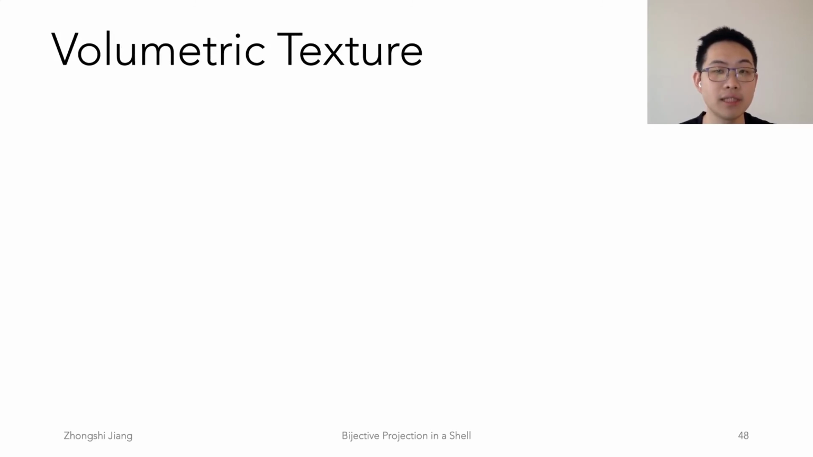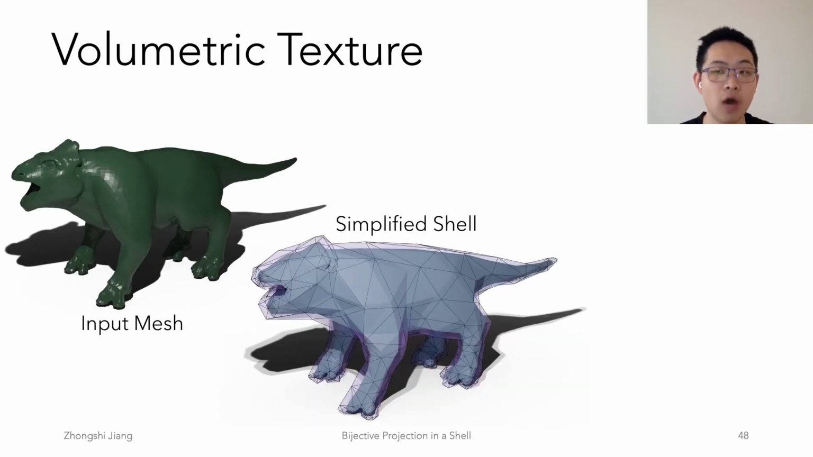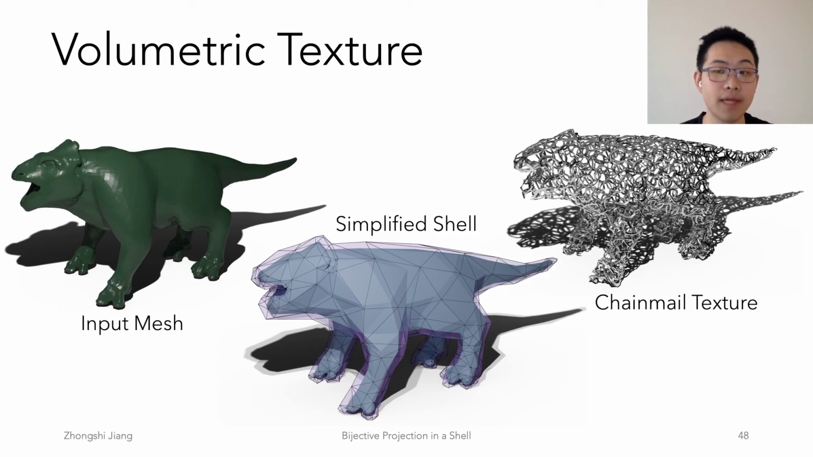A happy side product of our construction is volumetric texture. Here, starting from a triangle mesh, we build a simplified shell where we can bijectively transfer the UV coordinates from the input. If we place a chainmail texture on the UV domain now, we can construct a highly complex shape in the shell space.